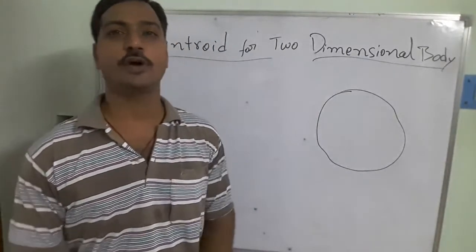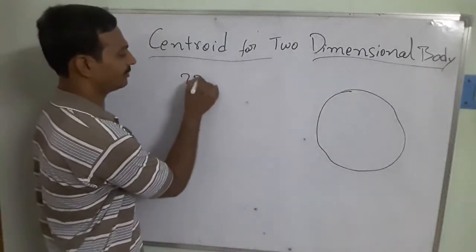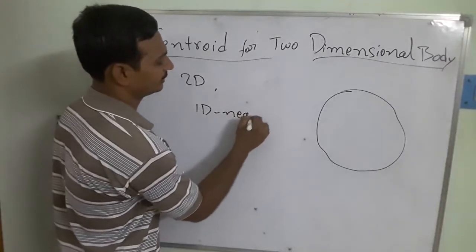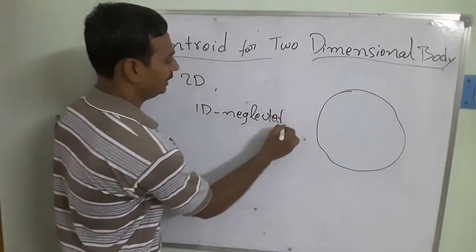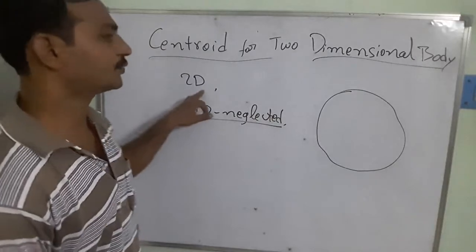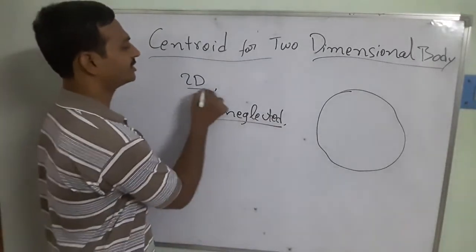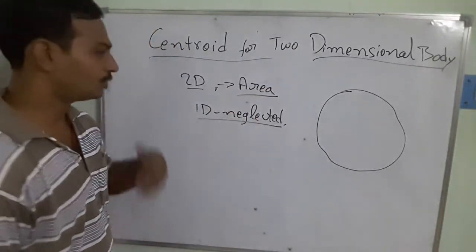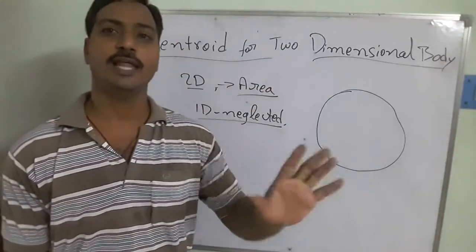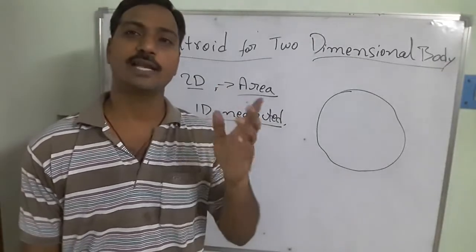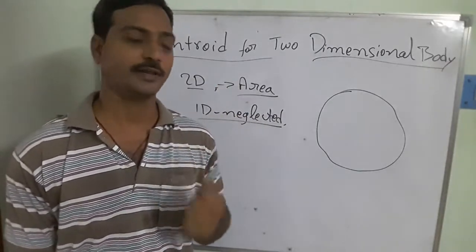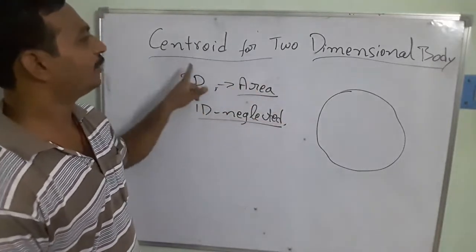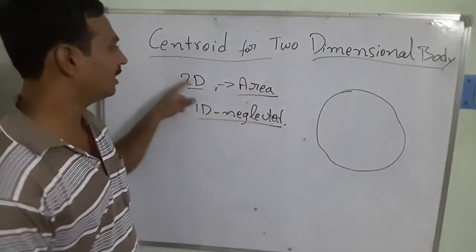In this case, two-dimensional object means we are going to consider two dimensions and one dimension is going to be neglected. When we say two-dimensional, it is representing the area, right? If I say one-dimensional, it means only the length of the object, or any one dimension, either the length, width or breadth. In this case, two-dimensional means the area. So we need to find the centroid for the two-dimensional object, which is nothing but the area.